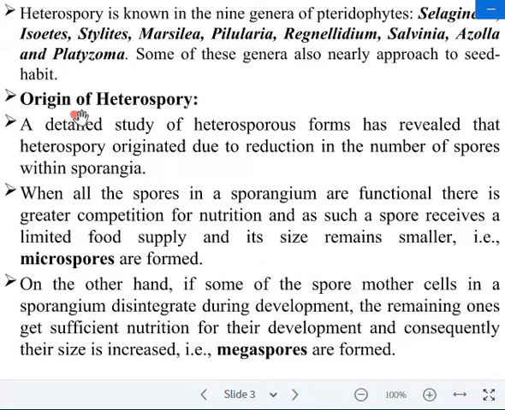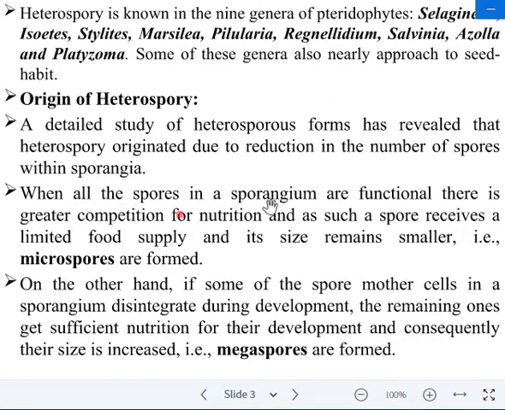This is a very important key point to understand the origin of heterospory. So you have to know how heterospory originated in plants. A detailed study of heterosporous forms has revealed that heterospory originated due to reduction in the number of spores within the sporangium.